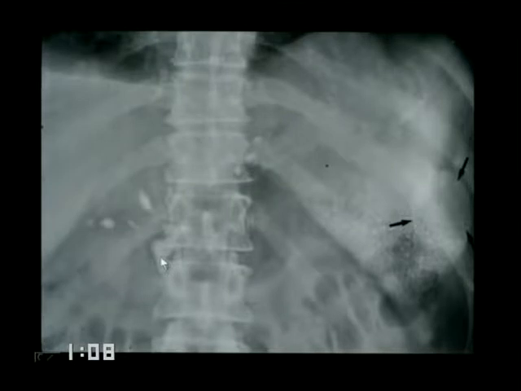And thorotrast is an alpha emitter, and these patients would then get radiation damage, and therefore the lymphatics would sclerose off, and that's why the density is limited to the liver, spleen, and peripancreatic nodes. Unfortunately, due to the radiation damage, they would also get malignancies such as hemangiosarcomas, cholangiocarcinomas, hepatocellular carcinomas.